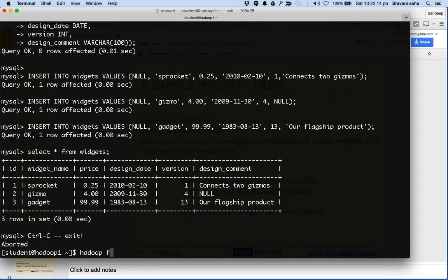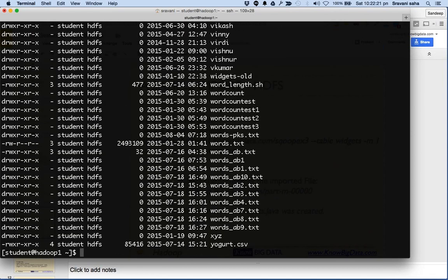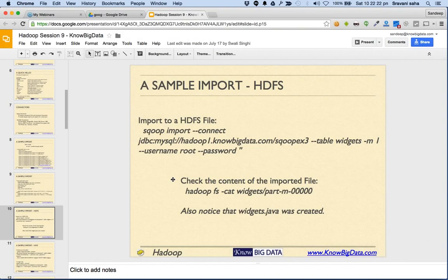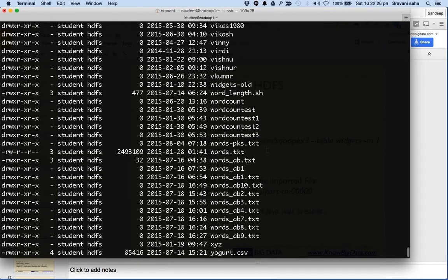Hadoop fs minus ls. Anuj, are you with me? And if there is a table called widgets, we can delete that, but there is no table called widgets. There is only widgets old.